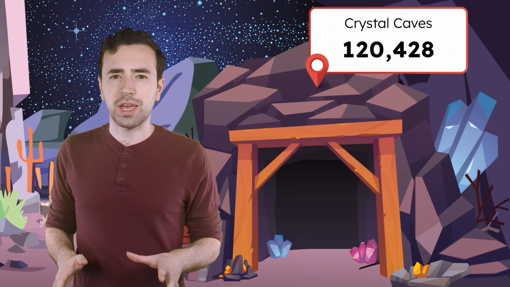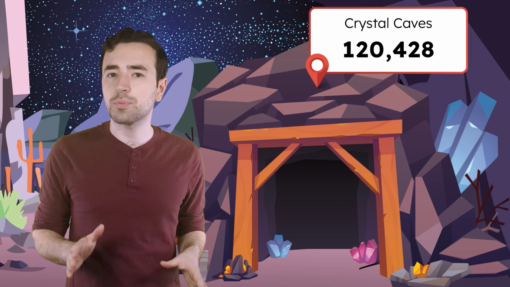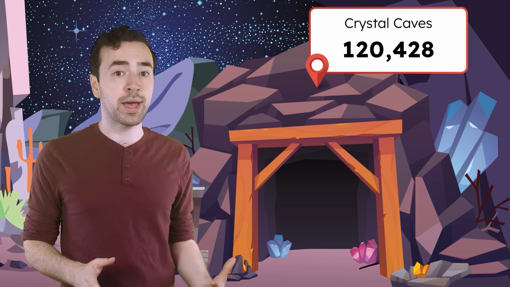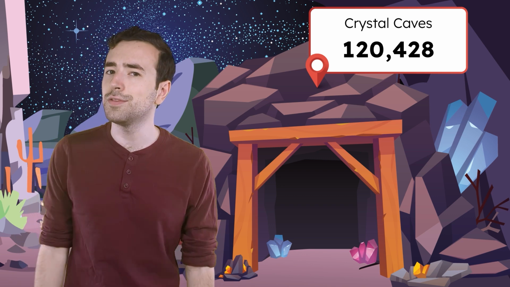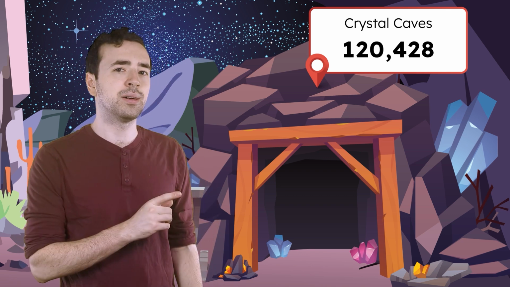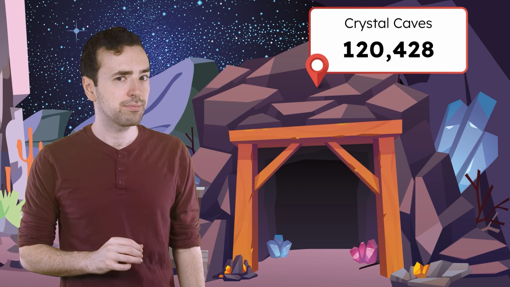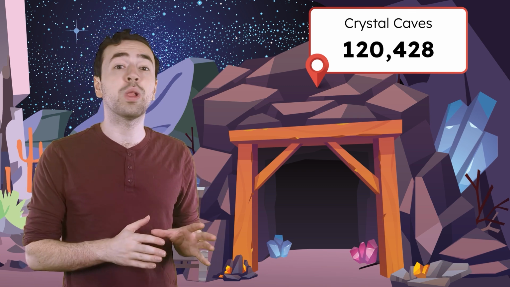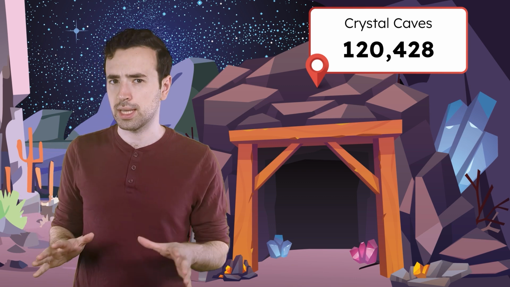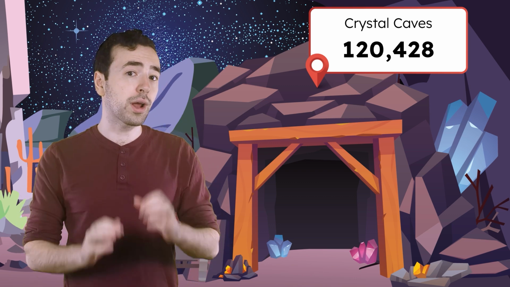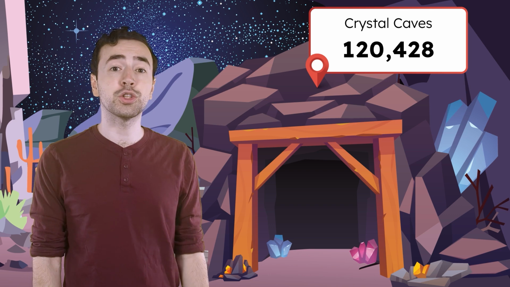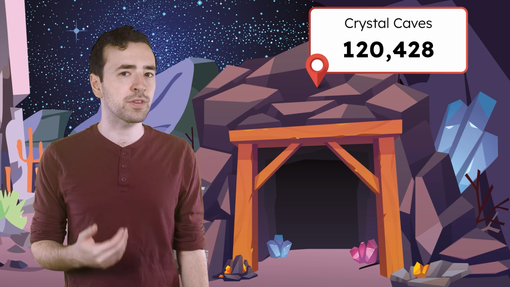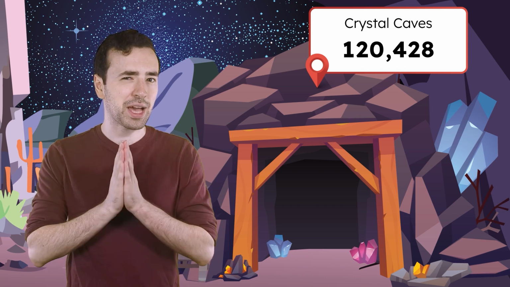Before we enter the Crystal Caves, let's take a moment to review an important part of working with large numbers: how they're grouped and read. Like the number of crystal caves on Numeriia. How does the comma help us read this number? The comma indicates that this number will have the label thousands in it. There are 120,428 caves.